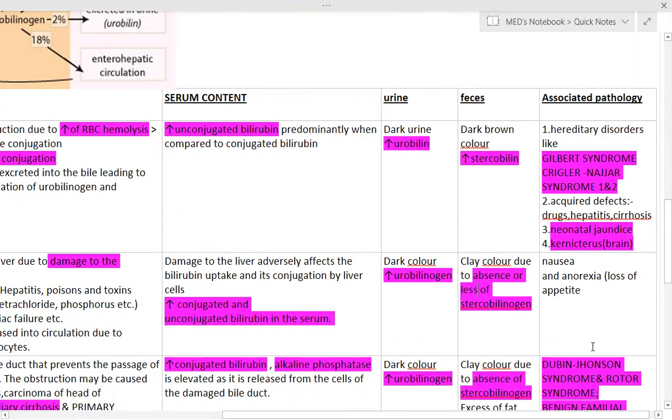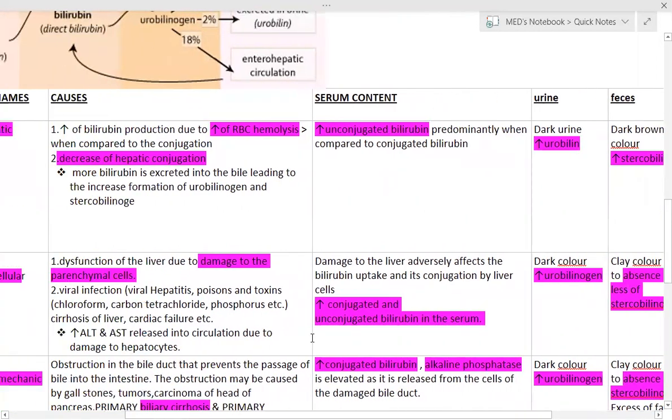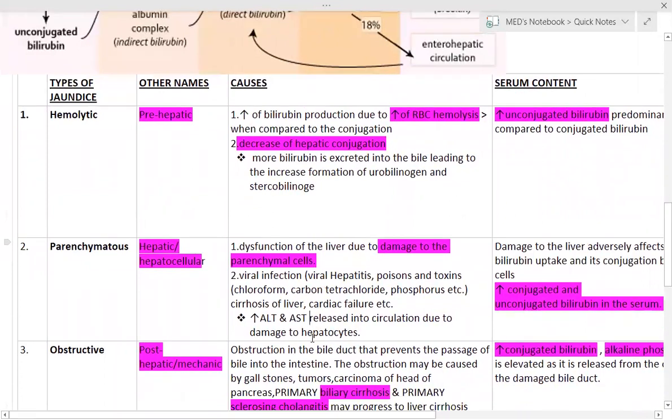All right. Then what are the associated pathologies? The associated pathologies include nausea and anorexia, that is loss of appetite. Weight loss can be seen in this type of jaundice.